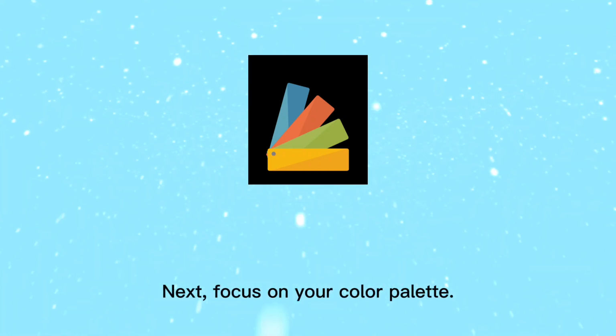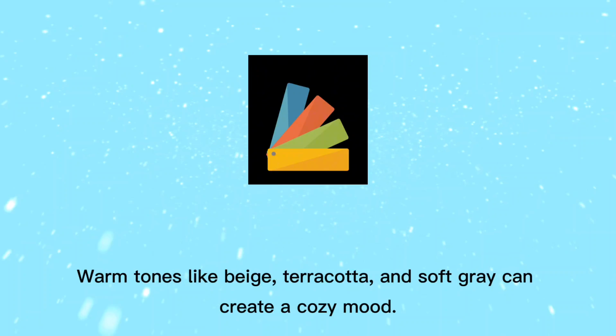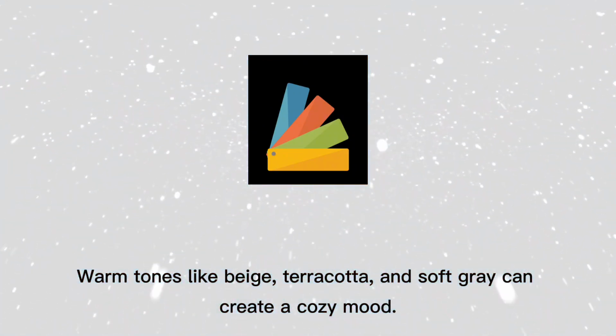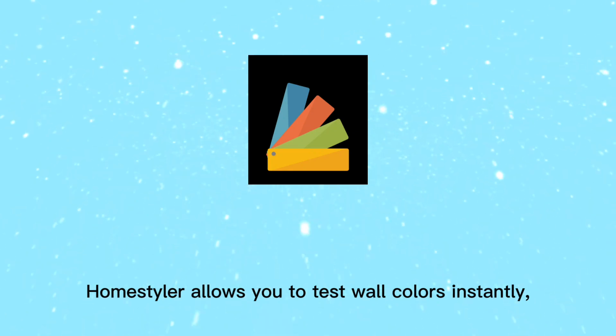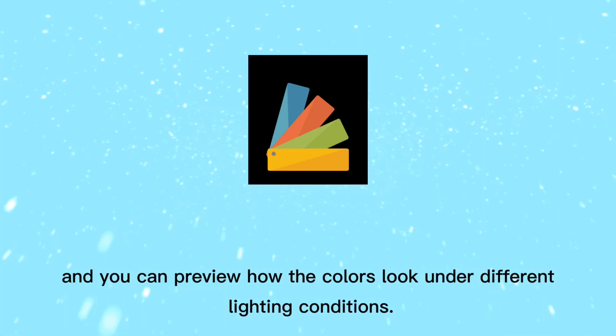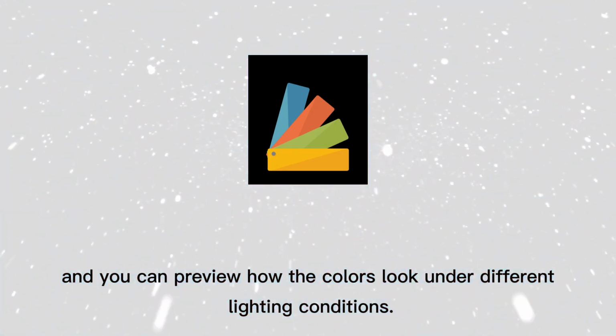Next, focus on your color palette. Warm tones like beige, terracotta, and soft gray can create a cozy mood. Homestyler allows you to test wall colors instantly, and you can preview how the colors look under different lighting conditions.